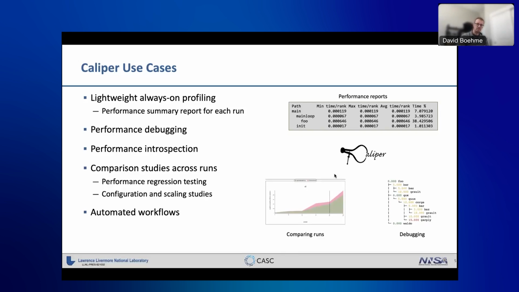Now, one thing we use Caliper a lot for is comparison studies across runs. So these would be things like performance regression testing, features like running your CI tests, and eventually keep track of how performance evolves as we develop the code, or simply things like configuration and scaling studies. So Caliper is really good for that because it enables automated workflows and fits in with other tools like Thicket, as we see.